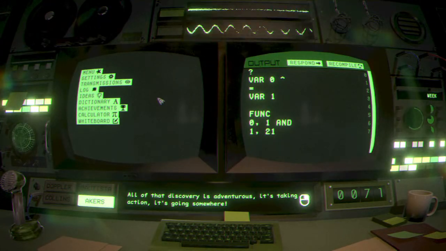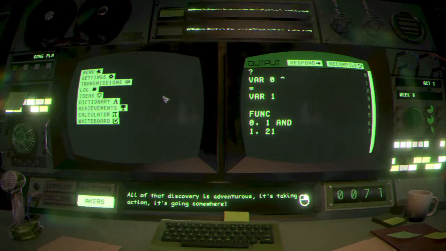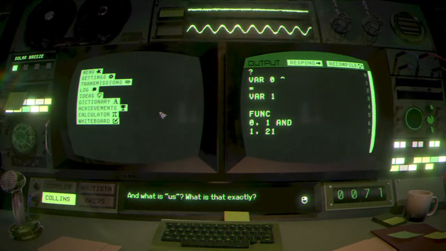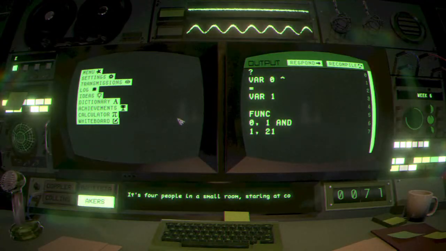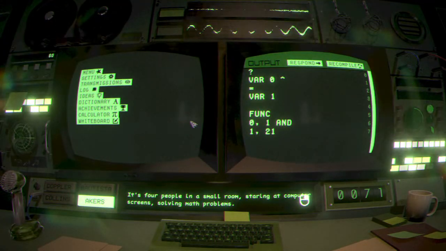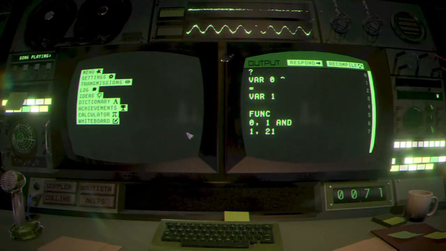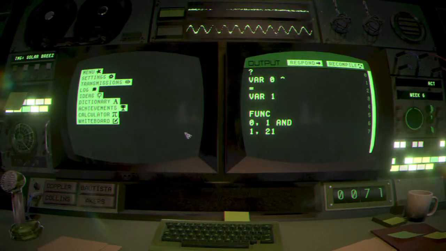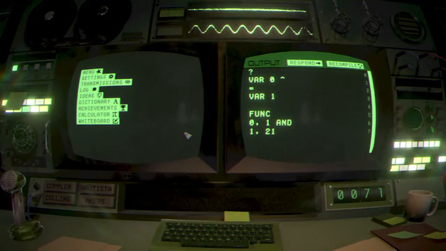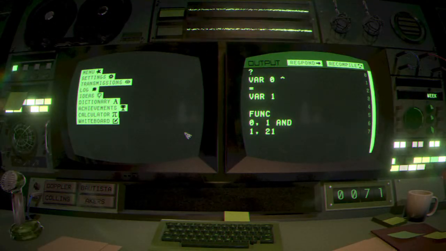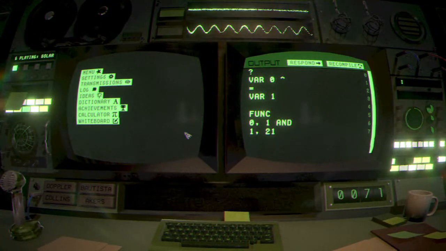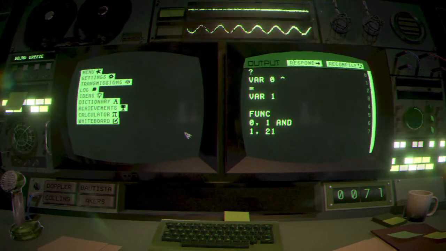Alright. All of that discovery is adventurous. It's taking action. It's going somewhere. And then there's us. And what is us? What is that exactly? It's 4 people in a small room, staring at computer screens, solving math problems. Well, yeah. That's adventure. That's a shame that Akers just doesn't get it.